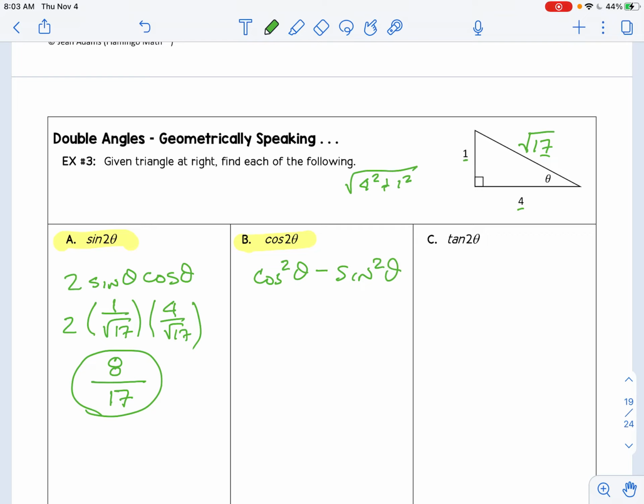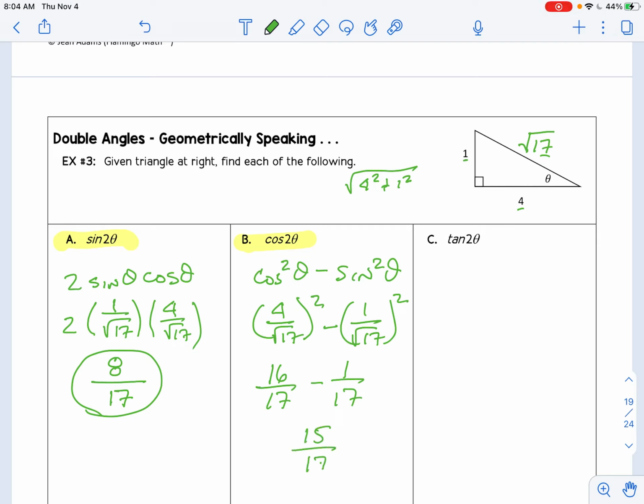What is cosine? Cosine again is 4 over root 17 from the picture, and I'm going to square it. Minus 1 over root 17, and I'm going to square it. If you're following this math-wise, squaring these with a radical is kind of a winner, because I square the top and I square the bottom. The bottom just becomes 17. Subtract, and I get 15/17 for that. So that is a way to rewrite and find a double angle.